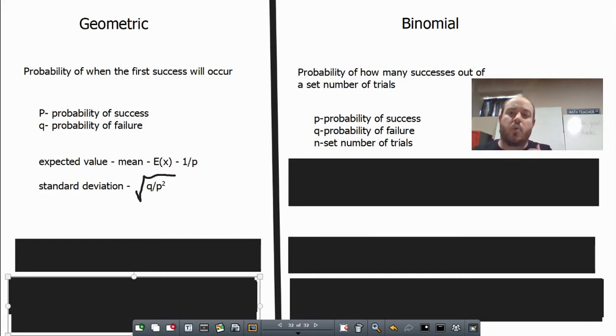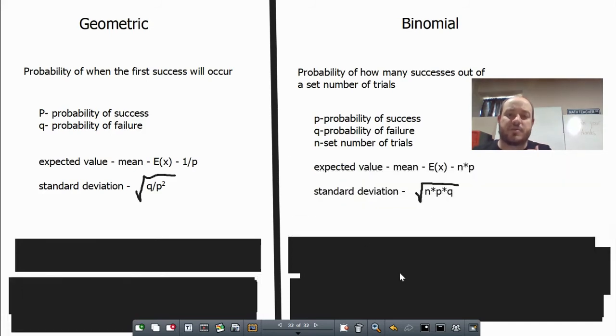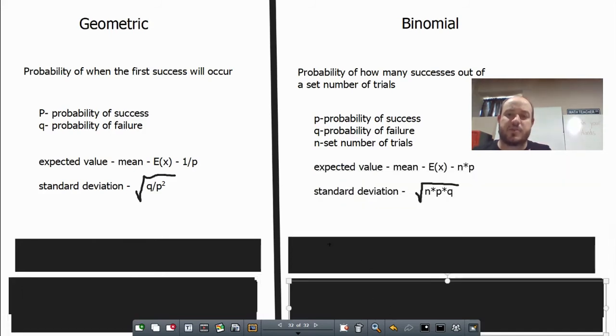Whereas with binomial, we have those same two things, our expected value and our standard deviation. Because we're not doing a number of attempts until we're done, and instead a set number of attempts, the expected value is a little bit different for binomial. We're doing it 15 times. How many of those do you expect to be a success? That's where your expected value is.